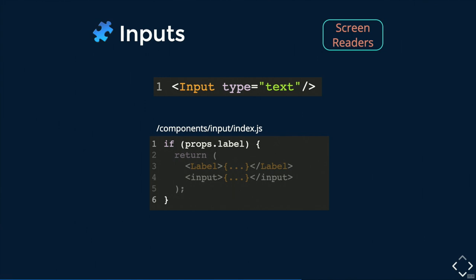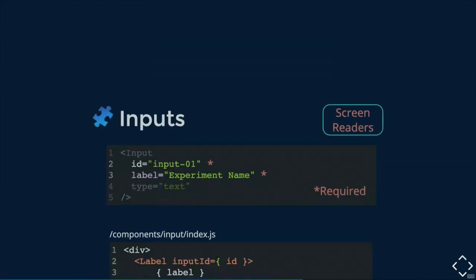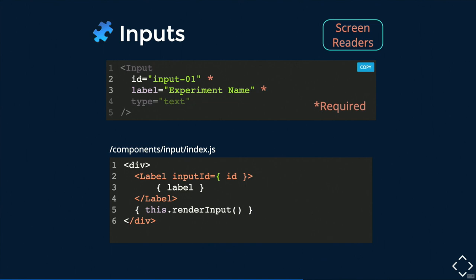This relies on users knowing, reading documentation, which they might not have done. Instead, we can make some tiny little changes. We can require that the input component is used with an ID property and a label property. And now, instead of wondering if we've been passed a label property, we know we have. We've made it a required property.